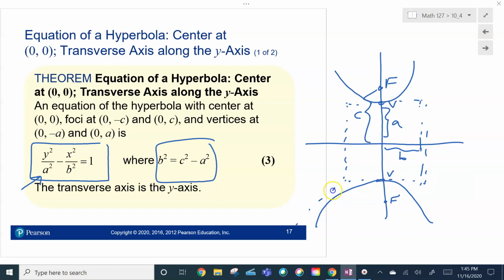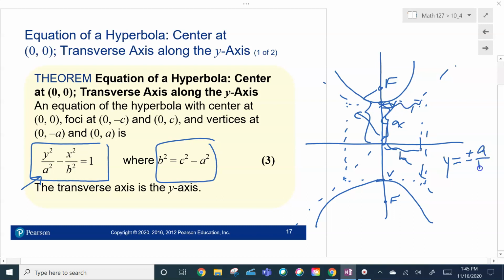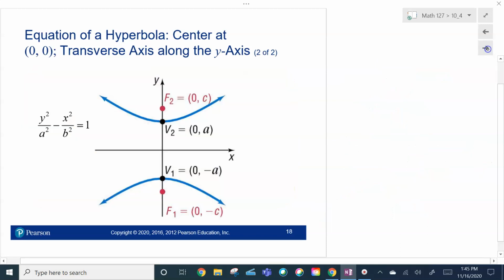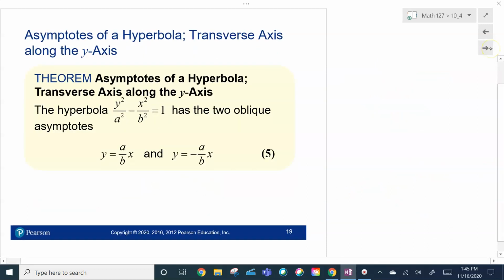So your asymptotes equations will be y equals plus or minus, so you go up a over b, a over b x. Okay, a little better picture, explanation right there for those asymptotes.